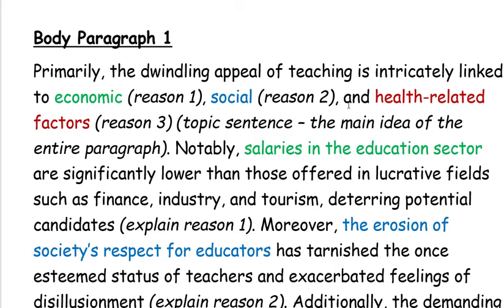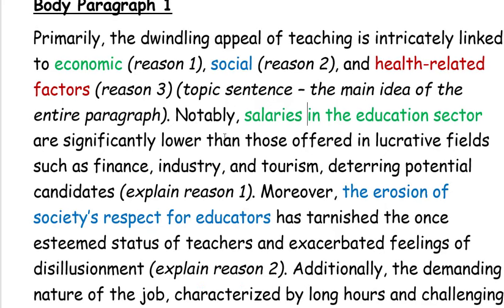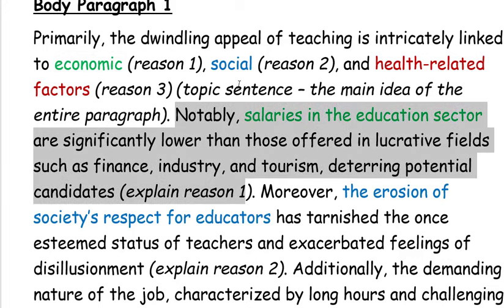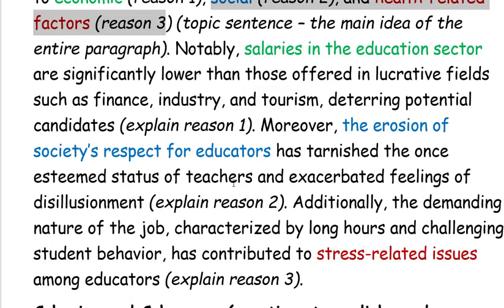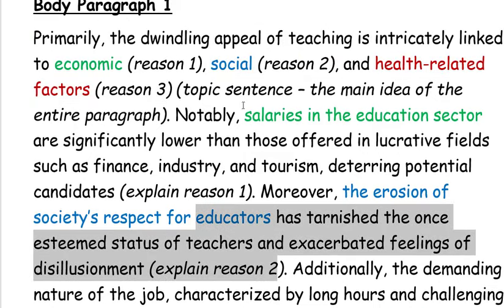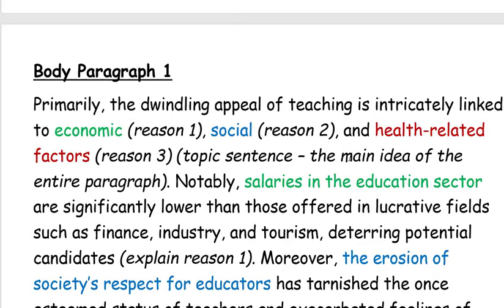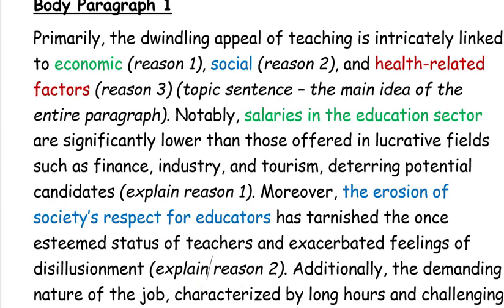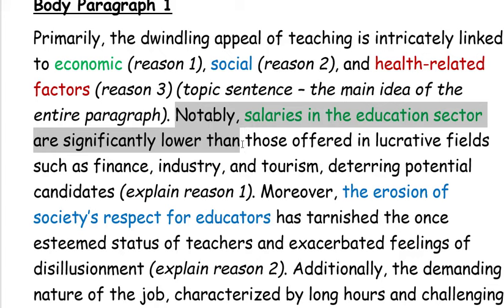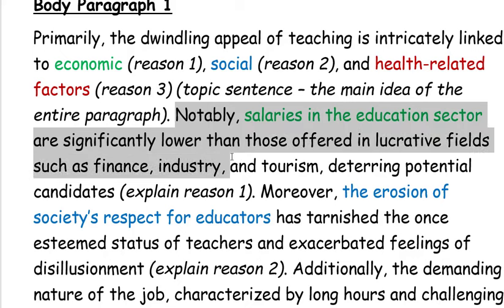And then our job is to explain the first reason here, and then the second reason here, and then we need to explain the third reason here. Okay, that's how we can create coherence and cohesion. Okay, now let's look at this sentence. Notably, salaries in the education sector are significantly lower than those offered in lucrative fields such as finance, industry, and tourism, deterring potential candidates.